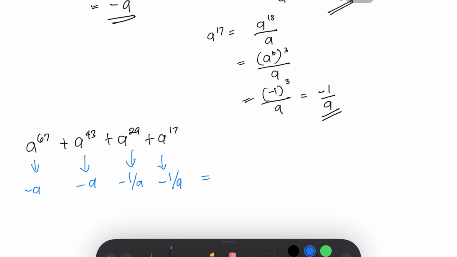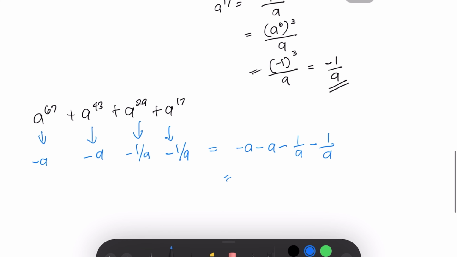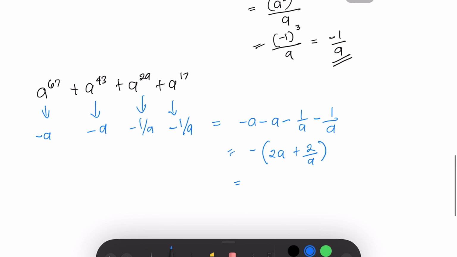Therefore, this sum is negative a minus a minus 1 over a minus 1 over a. Simplify this, we get negative of 2a plus 2 over a. Factor out 2, we get negative 2 times a plus 1 over a.